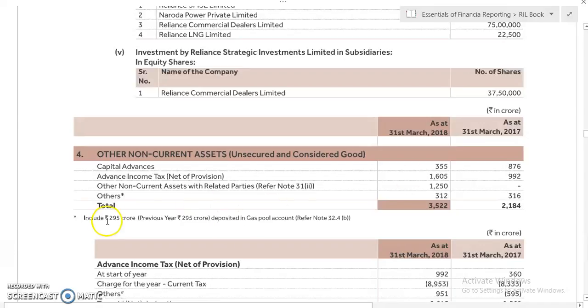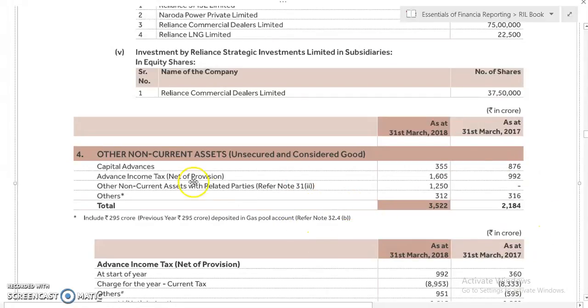You will see a little bit of an asterisk here. The auditors have put comments here. Out of 312 crores, 295 are related to the gas pool account deposit, which was paid. So which is normal as a business activity.